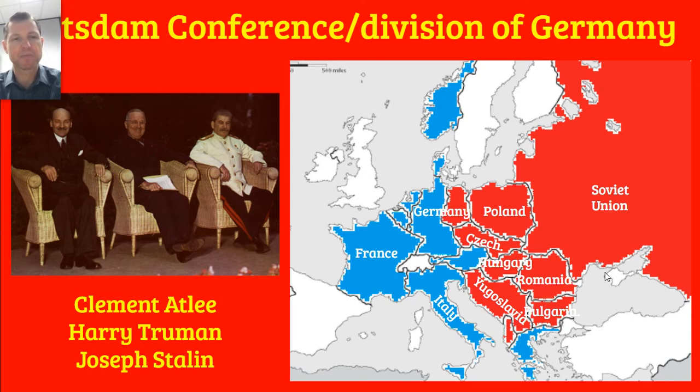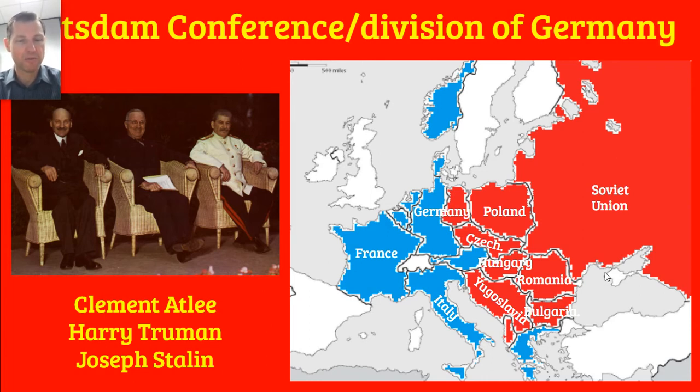You'll notice that Winston Churchill was also not there. He had not died, but there had been an election in Britain. In between the Yalta Conference and the Potsdam Conference, there had been an election, and in that election, Winston Churchill's political party had lost its majority in the British Parliament. And since his party had lost the majority, he ceased to be prime minister.